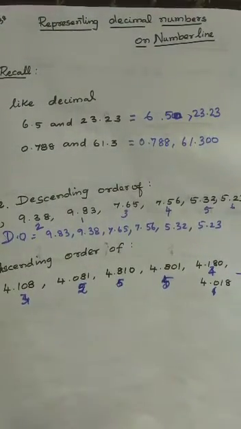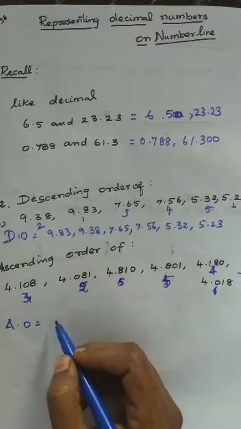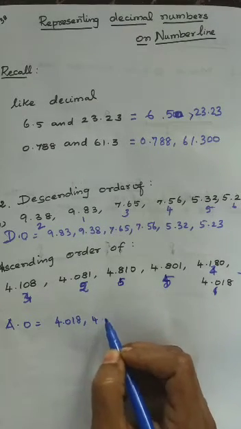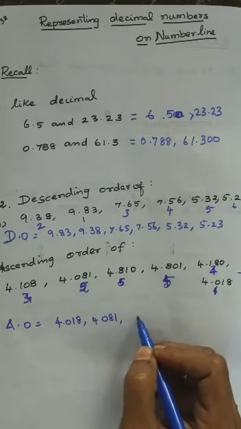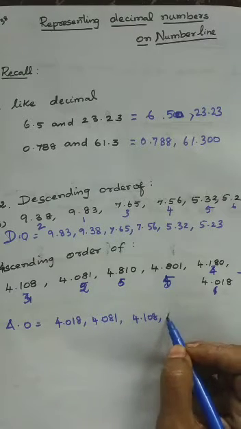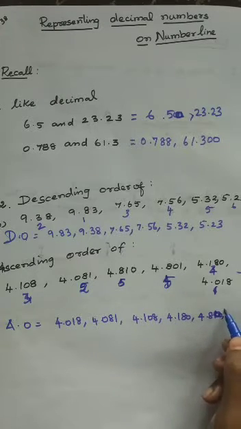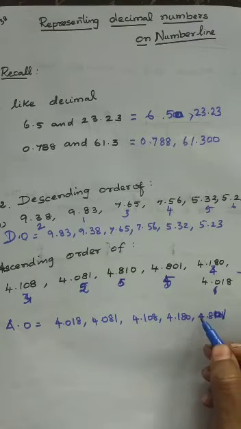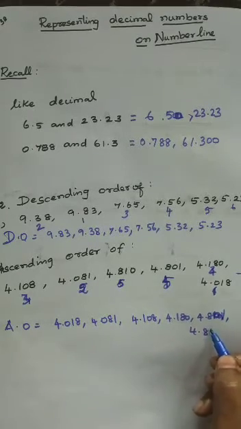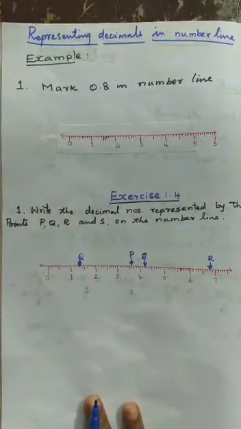Okay. Now the ascending order is: first one is 4.018, then second one is 4.081, then third one is 4.108, then fourth one is 4.180, then fifth one is 4.801, then 4.810, the sixth one.